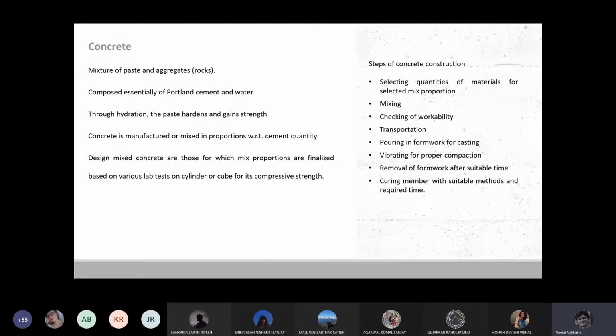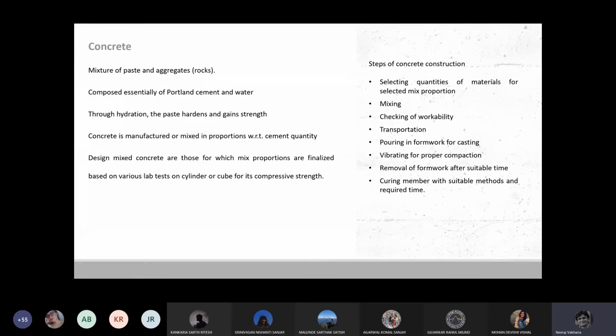Generally we use normal mixtures, which is M20, M15, or for regular PCCs, we use M10 as well. These mixes are generally used for small residential buildings, or not just small residential buildings. Still, it can comprise buildings up to 10 to 15 stories easily. Beyond that, we create design mixed concrete.